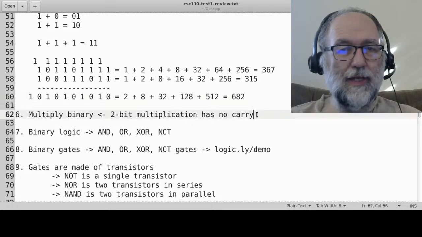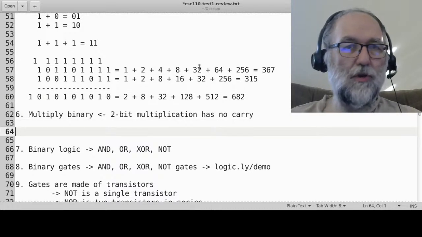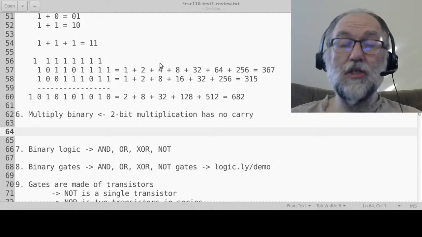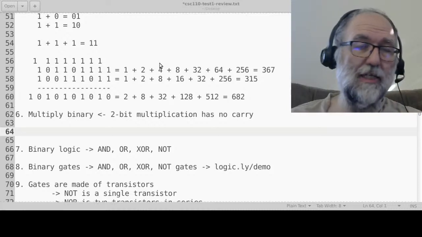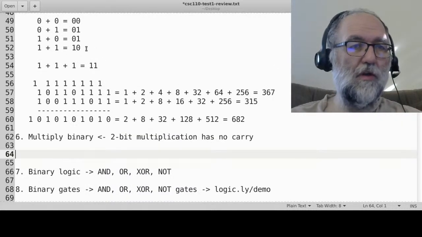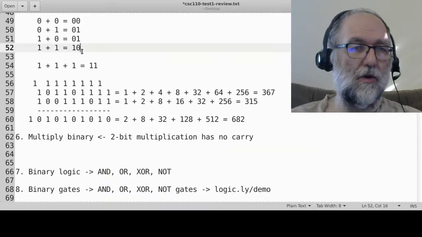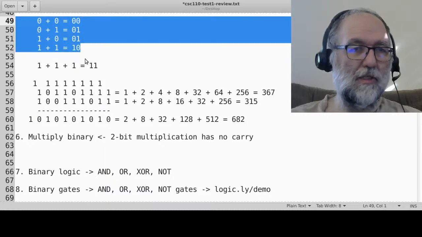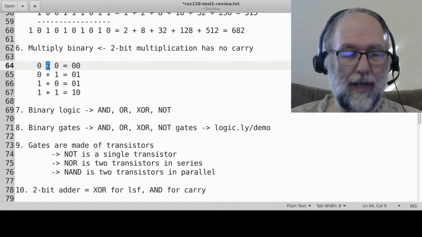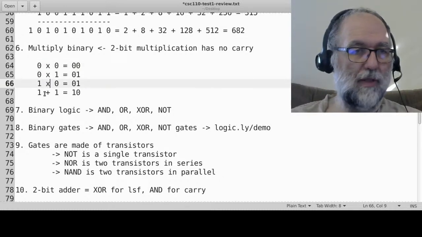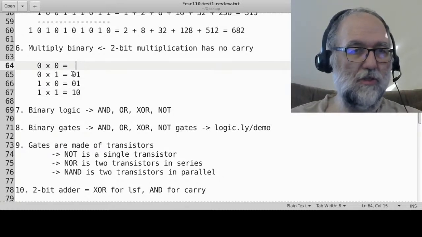All right, so the next one is multiplication. And multiplication is also pretty easy, but long multiplication has both multiplication and addition. So the four possibilities that you need here, they're just like these possibilities here. Let me rewrite them, except that we're multiplying. And of course, the answers are different.